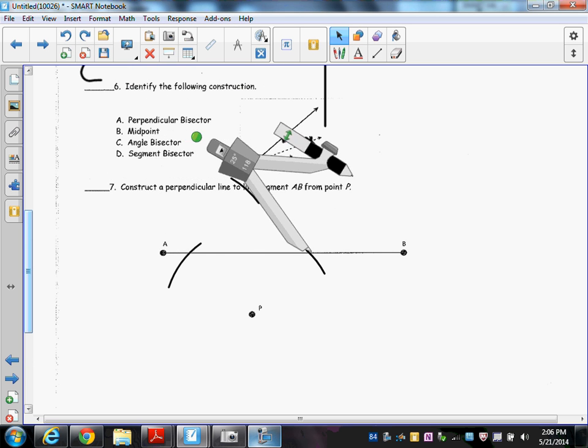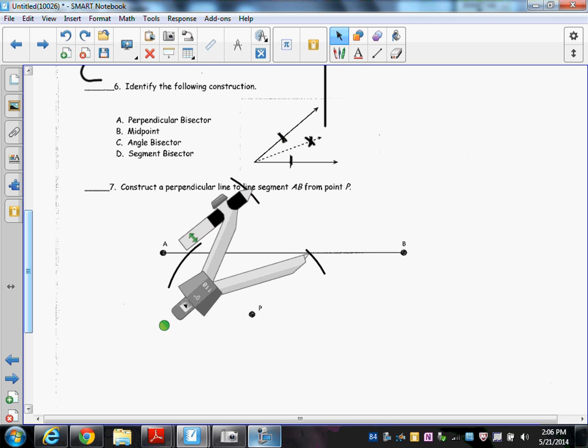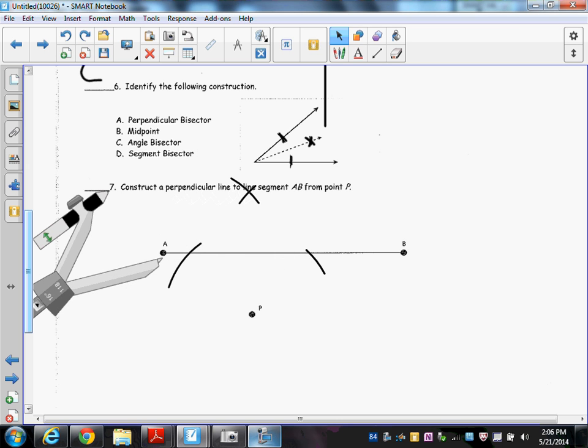I don't move it. Remember, the only time I move the compass in or out is whenever I copy an angle. So the last thing I do, I have marks that intersect. I make a line from point P that goes through that mark, and that is a perpendicular line.